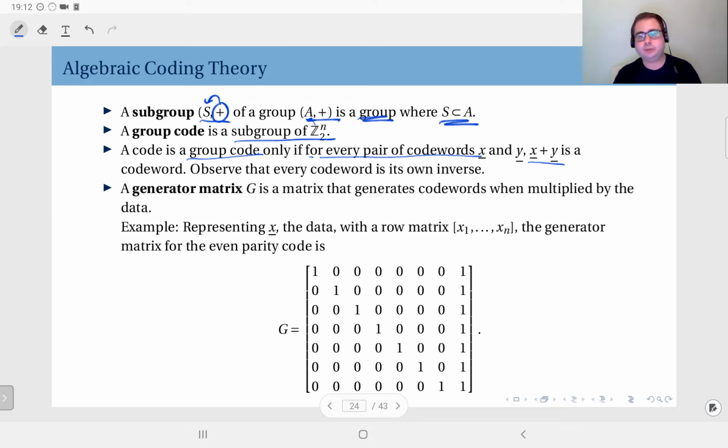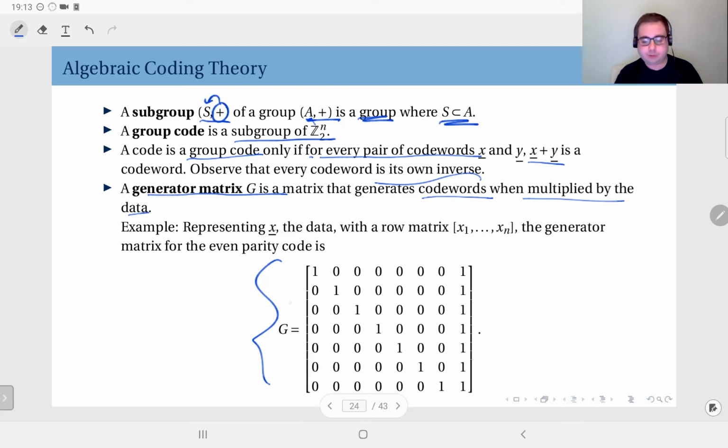Now, since our addition operation is XOR, you have to see that every code word is its own inverse, because when you add any code word to itself, you will get all zeros, which is the additive identity. We also have the concept of a generator matrix. This is a matrix like this one that generates code words when multiplied by the message, the data.